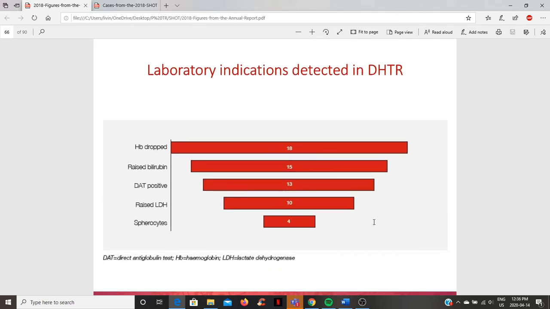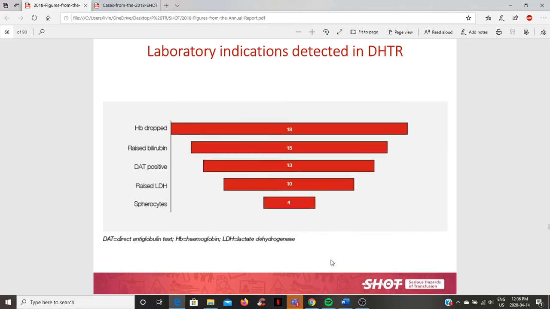So two other slides related to this delayed hemolytic transfusion reaction. What did they actually test for in the UK? Hemoglobin was a big one, bilirubin, DAT positive, and something else they use is an LDH, and spherocytes. Okay, so some of these we've talked about. I think in Canada, or at least in BC, we don't do LDH super commonly anymore, but it is possible. So that's lab indications, which goes right along with what we were talking about in Lab 8.